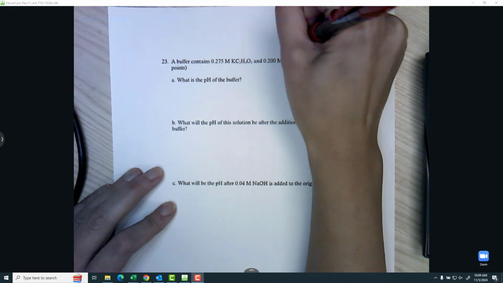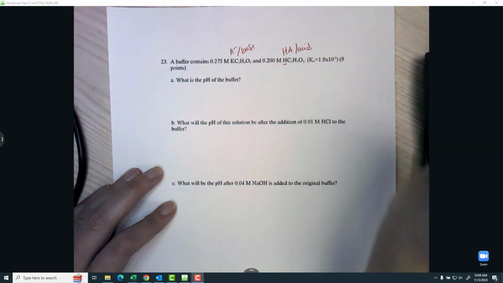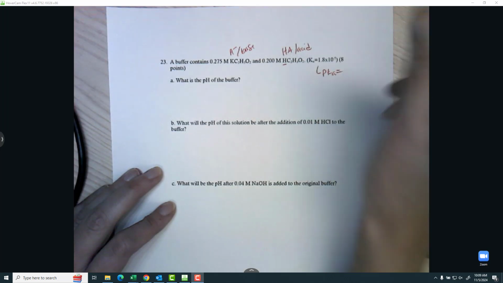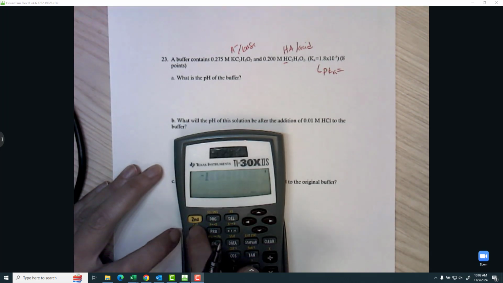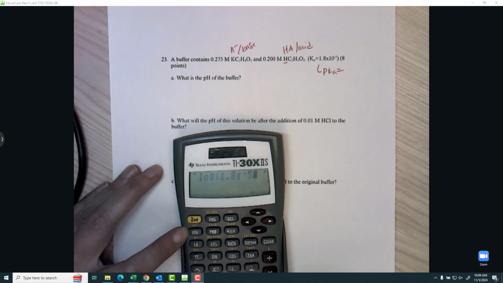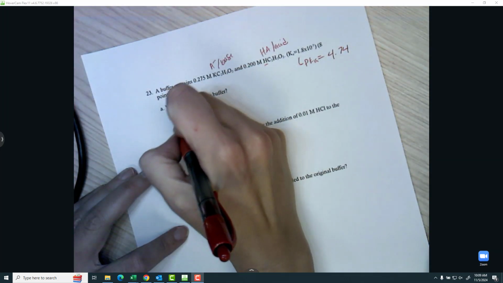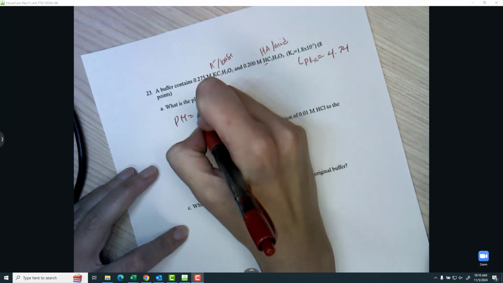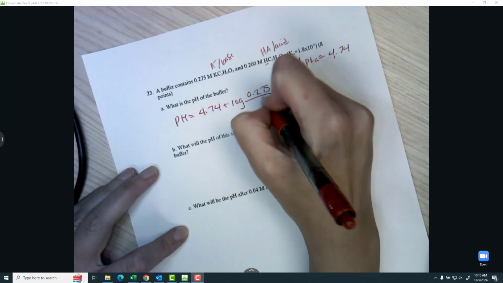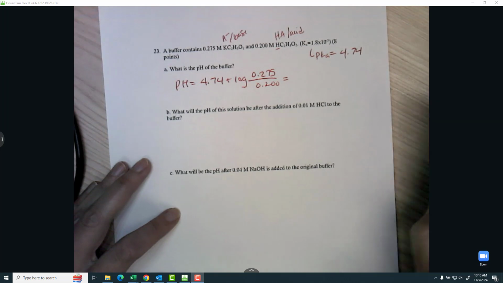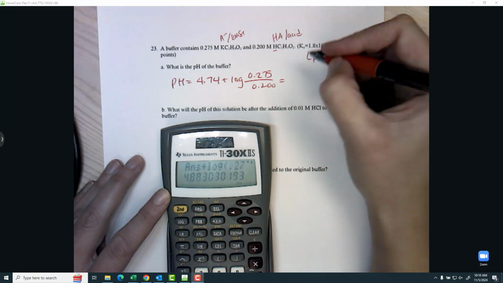All right, and last but not least, we have sort of a traditional buffer problem. I've got my whole acid, which has the extra hydrogen, and my base. I will also need the pKa. They gave me a Ka, so I will do minus the log to get the pKa. And to figure out the pH of the buffer, I'll use the Henderson-Hasselbalch equation. pKa plus log of base over acid. And I get 4.88.